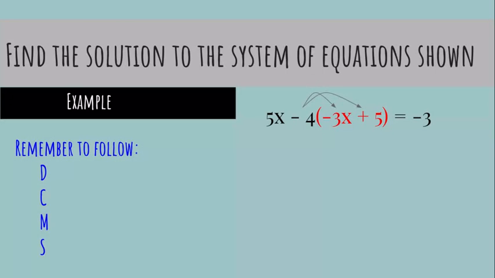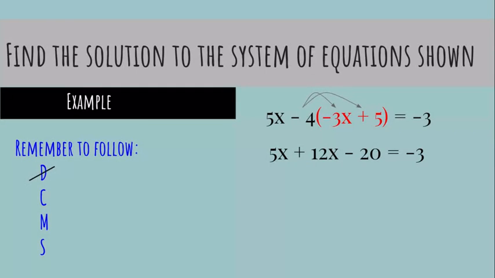In this problem, we're going to distribute the negative 4 to what's inside the parentheses. Remember, when you distribute, keep the signs, and when you're multiplying, be careful of your signs. So in this example, we bring down the 5x, and negative 4 times negative 3x is positive 12x, and negative 4 times positive 5 is negative 20. Bring down the equals negative 3. So now we're done with distributing.